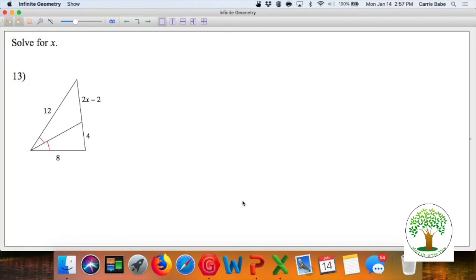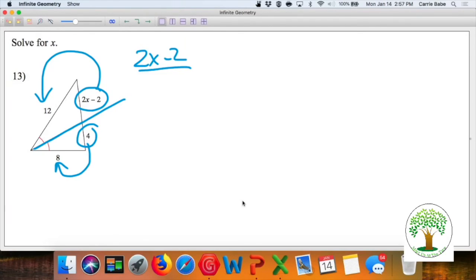Number 13. Last one, we have a ray that bisects it, so that means the pieces go with the side closest to them. So the 2x minus 2 goes with the 12. What goes on top, 4 or 8? I think I did it different from you. Since you know the means and extremes can be switched and reciprocals can be made, you can know that the cross multiply will be the same.